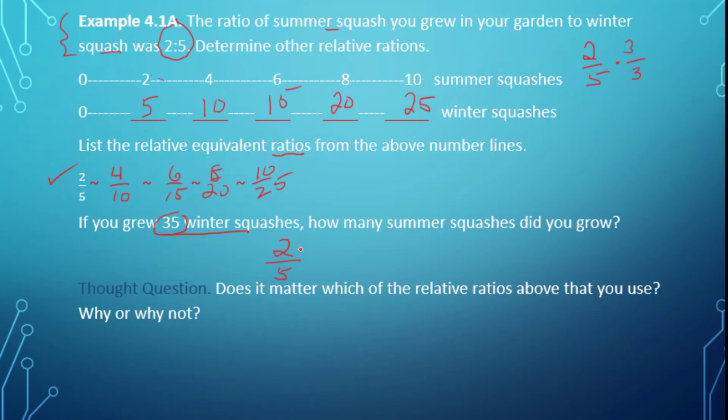So let's use 2/5, and that is summer squash to winter squash. So that's going to equal, I don't know how many summer squash to 35 winter squash. Notice I have summer, winter, summer, winter. Now I'm just going to multiply the denominator, the bottom number, by 7, because 7 times 5 is 35, so I have to multiply the top number by 7, and I get 14. So there'd be 14 summer squash.